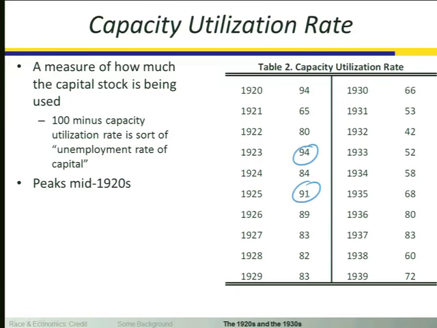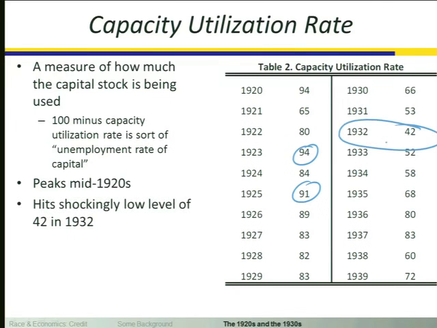So if we're using 90 or so percent of capacity, that's full employment, unquote, of the capital stock, the machines and buildings. Look at what happens in the 1930s. It's a low of 42 in 1932. So 60% of the nation's factories and machines were not being used in 1932. 60% unemployment rate of machinery and buildings. That's huge. It's just amazing.